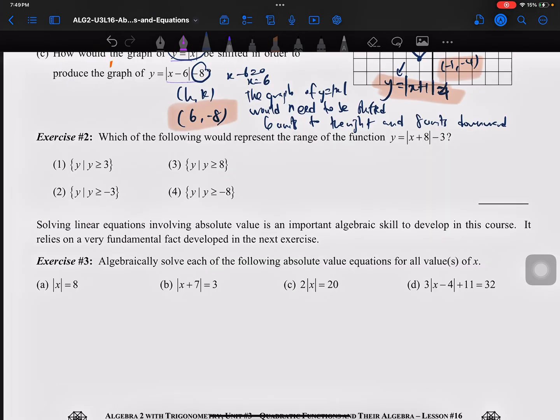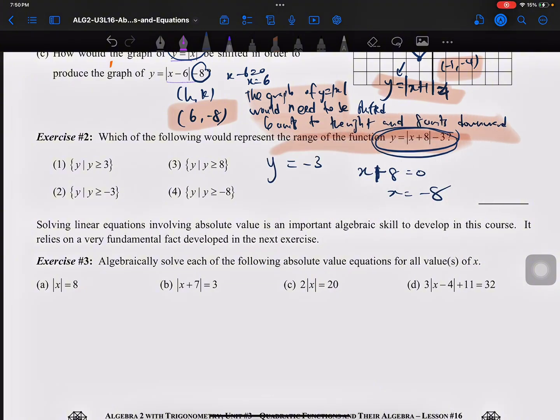So the graph of y equals absolute value of x will need to be shifted 6 units to the right and 8 units downwards. The question asks for the range, so y is larger than negative 8. So the answer should be option 2.